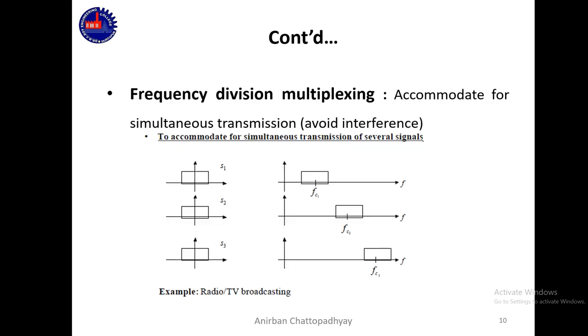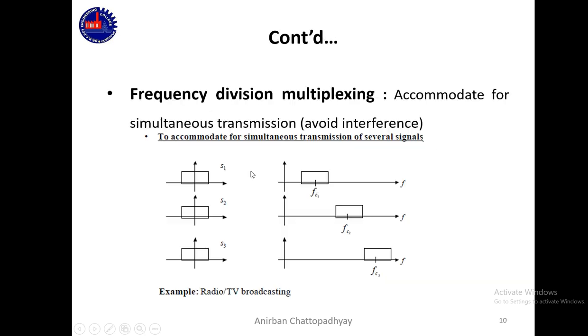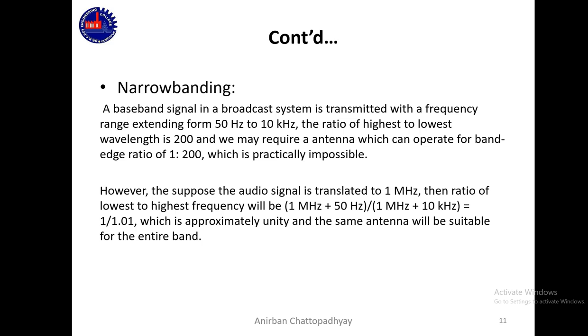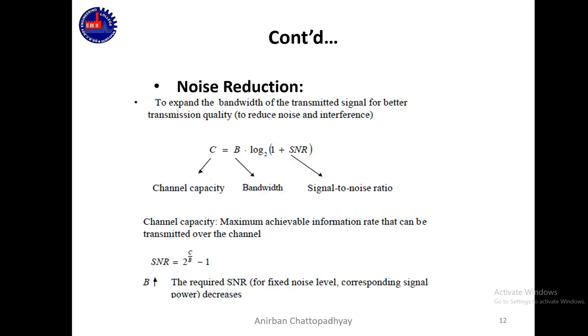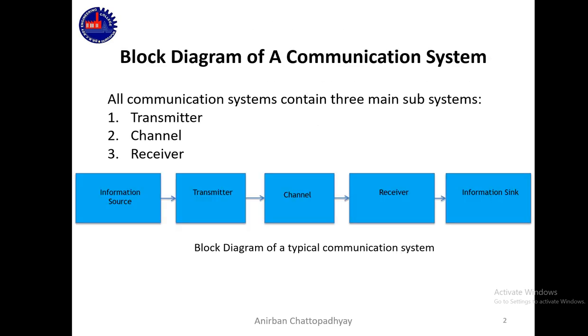So there are four needs. First and most important is practicality of antenna. Second is avoiding interference. Third is narrow banding, and fourth is noise reduction. So this is all for today's class.